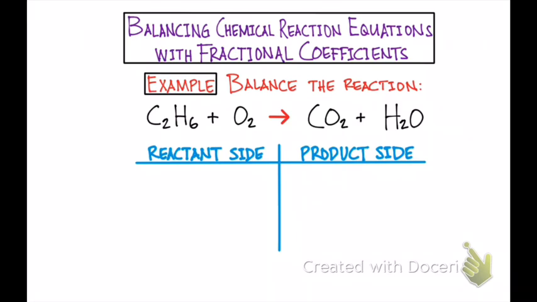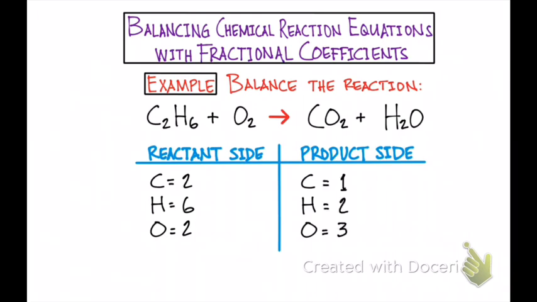On the reactant side, we have 3 different elements. We have carbon, hydrogen, and oxygen, which is the same on the product side. On the reactant side, we have 2 carbons, 6 hydrogens, and 2 oxygens. On the product side, we have 1 carbon, 2 hydrogens, and 3 oxygens. So we can balance the number of carbon first. We can add a coefficient of 2 here in front of carbon dioxide, which gives us a total of 2 carbons on the product side.